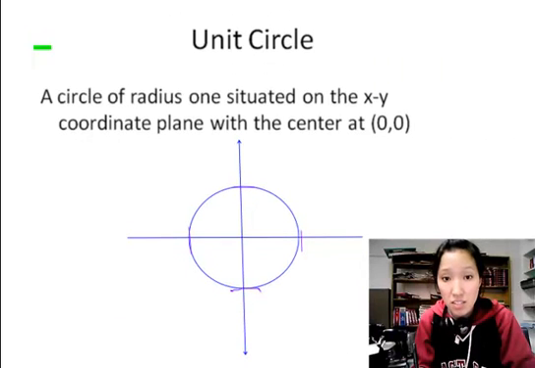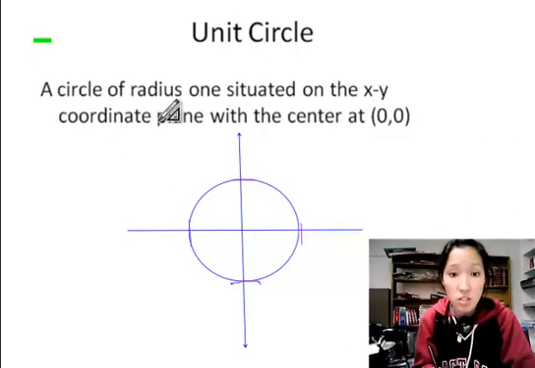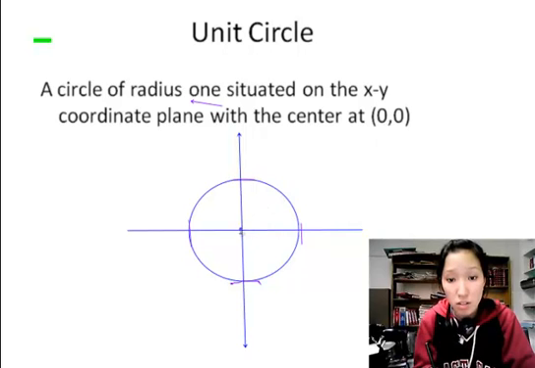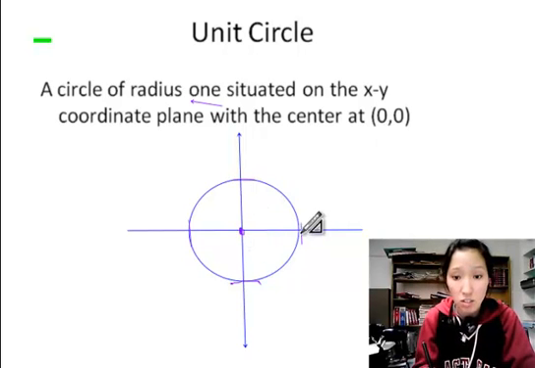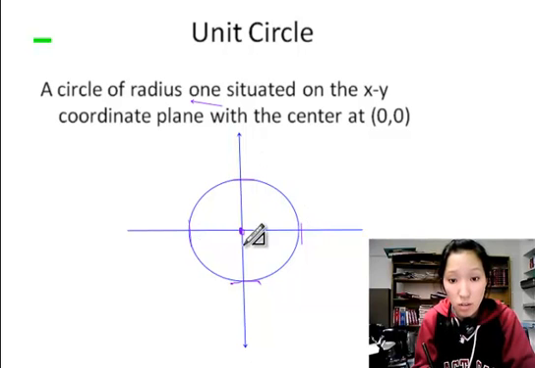Alright, so what exactly is the unit circle? It is defined as a circle of radius 1 situated on the xy coordinate plane with the center at 0, 0. So if you'll notice here we have the center at 0, 0. This right here would be over 1, right? Up 1, back 1, down 1. Okay, so this is our unit circle sitting on the coordinate grid.